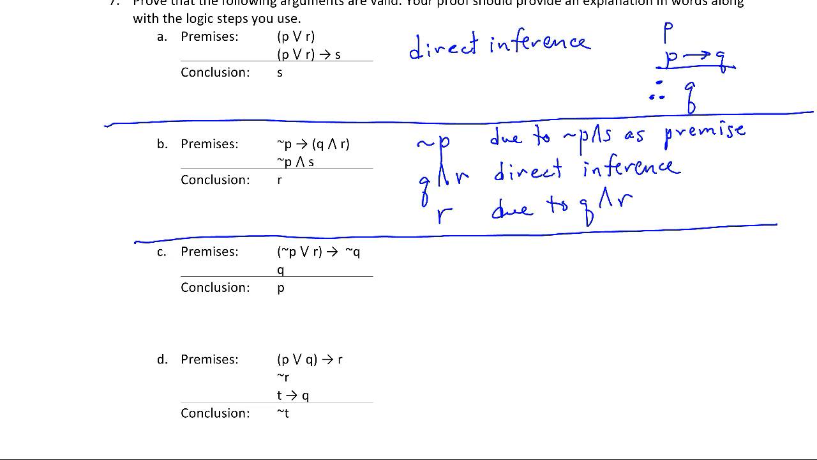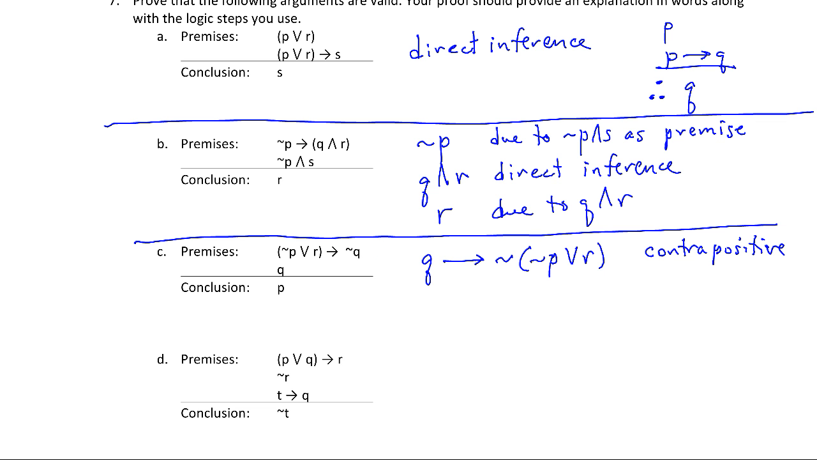and I'll do part C next, which says that as premises we have not P or R implies not Q, and we also have Q, therefore P. And what I'm going to do here is say as the first step, Q implies it's not the case that not P or R. And that is the contrapositive of one of our premises. The contrapositive reverses the order and also negates both sides.